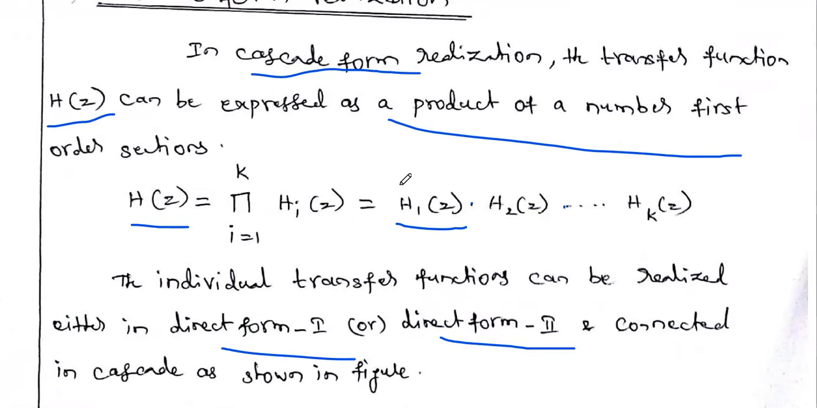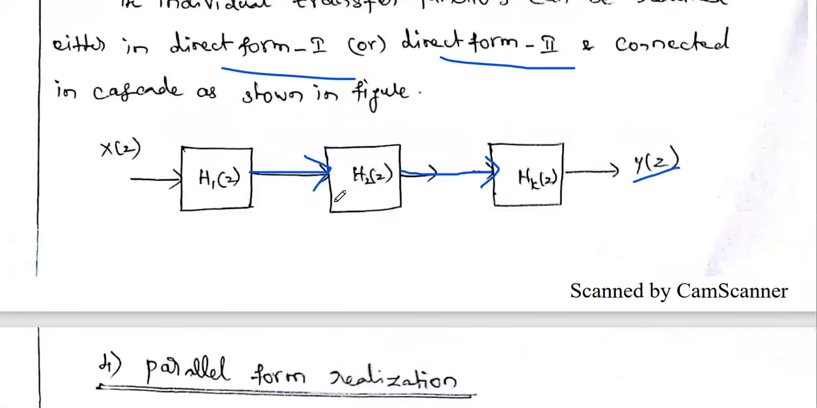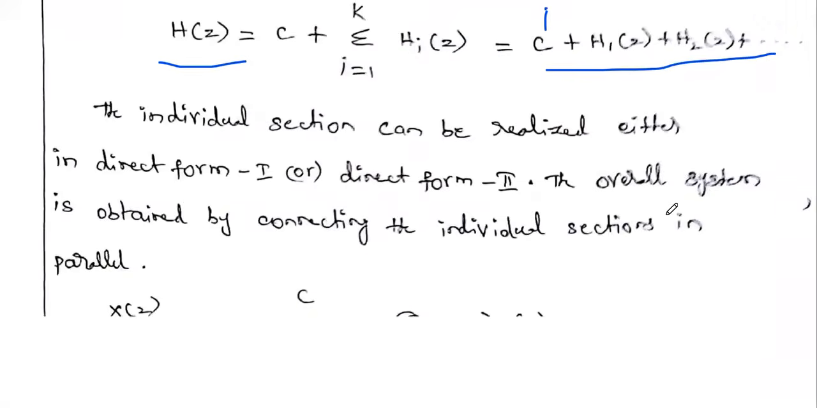Okay, and we have to realize H1(z) and H2(z), which are said to be single order systems, in either direct form 1 or direct form 2. Finally, the two diagrams we have to connect in cascade, which means this is the cascade form realization. We discussed this in detail in the previous video, so I will give the link in the description box. If you want to refer, you can go and refer.